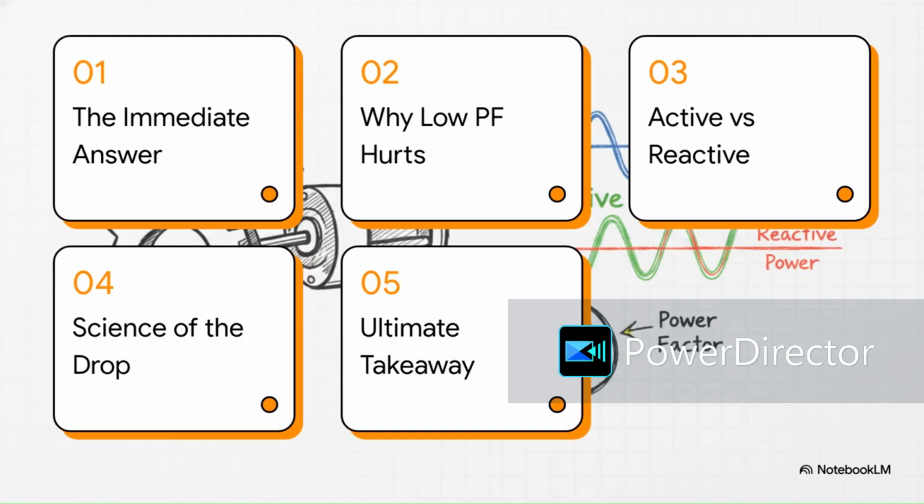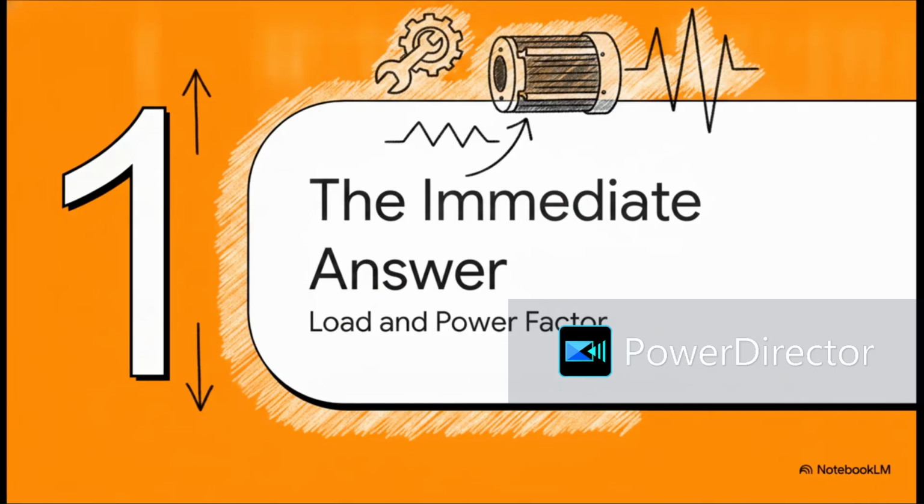So let's build that answer from the ground up together. Here is our quick roadmap for today. 1. The immediate answer. 2. Why low power factor hurts. 3. Active versus reactive power. 4. The science behind the drop. And 5. The ultimate takeaway. Kicking things off with Section 1, the immediate answer.